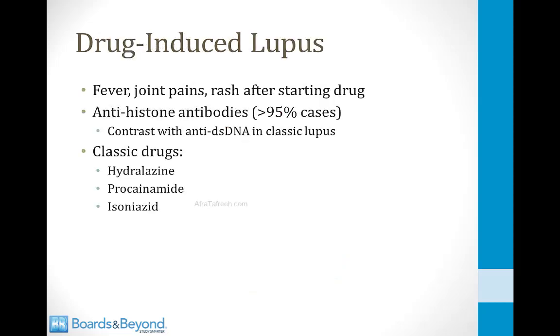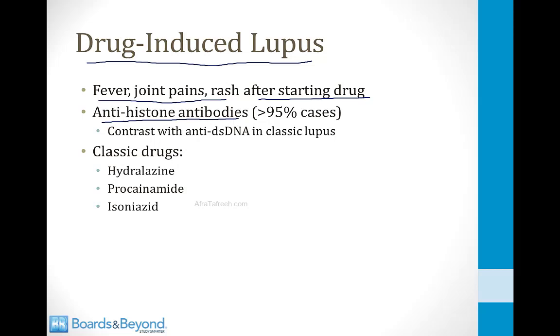The place where you will most often discuss histones in a clinical context has to do with drug-induced lupus. Drug-induced lupus is fever and joint pains and a rash, very similar to traditional lupus, but in this case it begins after starting a drug. And in patients who develop drug-induced lupus, they will have anti-histone antibodies about 95% of the time.